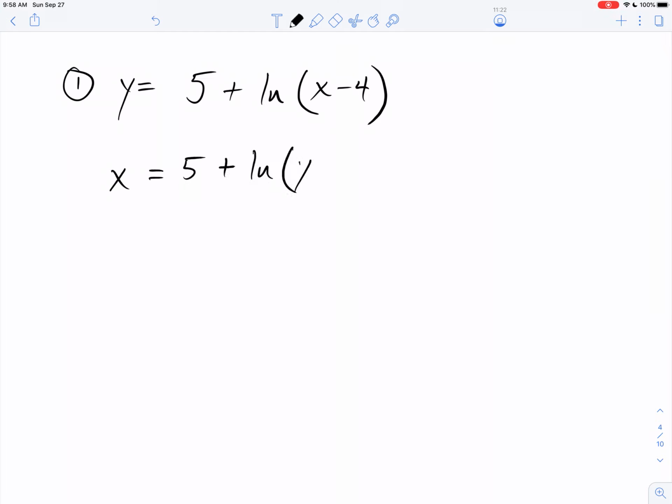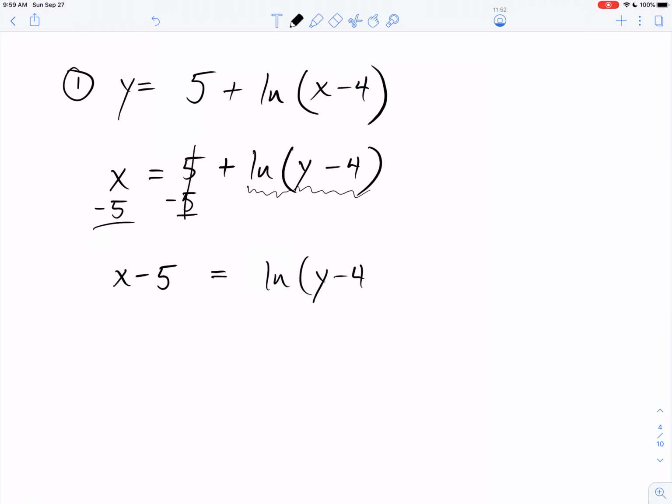I am now going to put the y over here, and I've got to get y by itself. Remember, finding an inverse is still the same. You're solving for y. But that means I'm going to have to isolate that piece of the puzzle. So let's get the 5 to go to the other side. I'm going to take away the 5. Then on this side I have x minus 5. What does it equal? It equals the natural log of y minus 4.